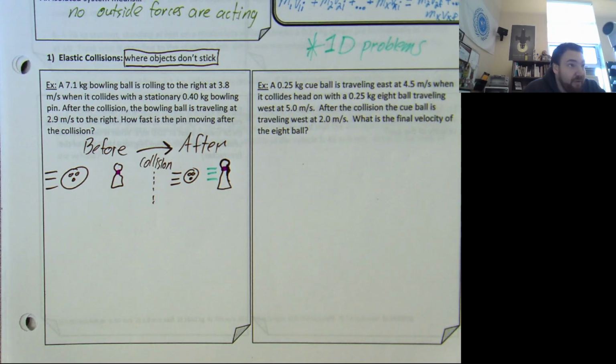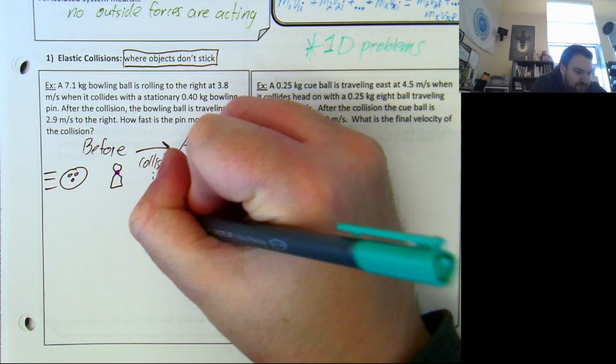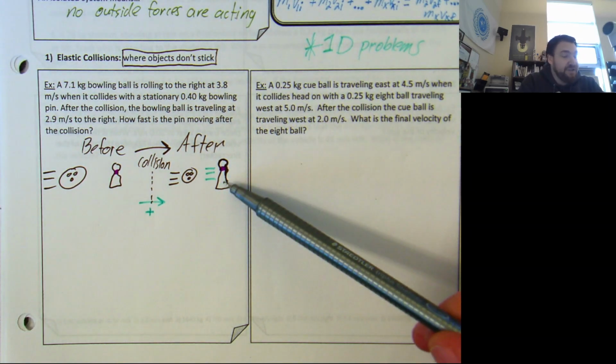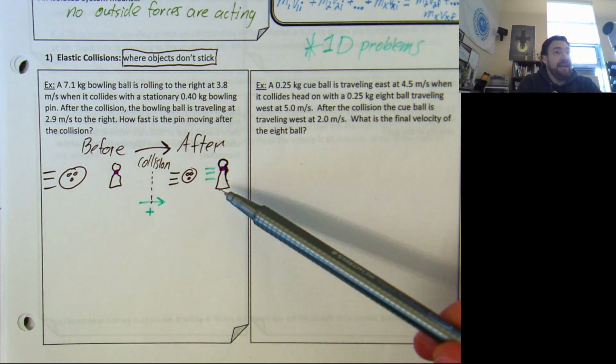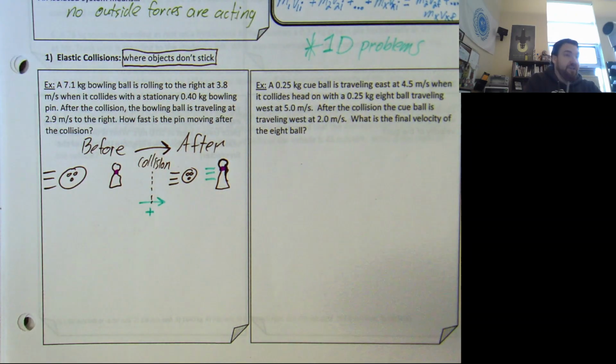Remember, momentums are vectors because they're based on velocity. Velocity is also a vector. So we want to call a particular direction positive. So let's call to the right positive. And we'll see if we're right. If we find that this velocity for the pin ends up negative, that means that somehow the pin is moving backwards, like to the left, which would be weird. If you were bowling and the pin shot backwards at you after you hit it with a ball, that would be weird. So let's try it.